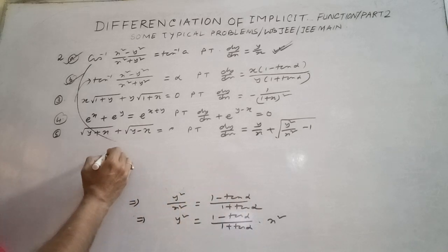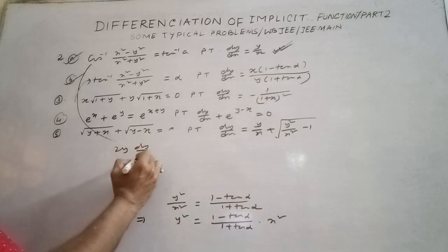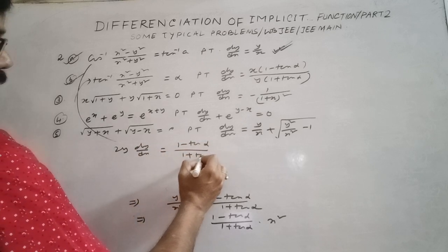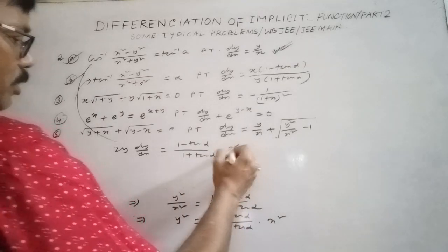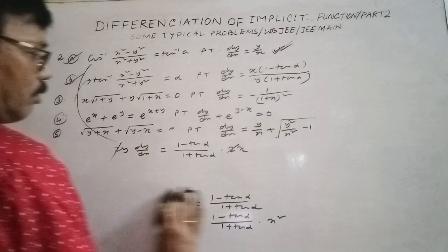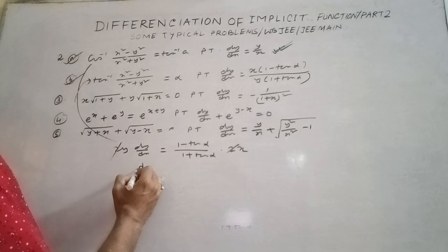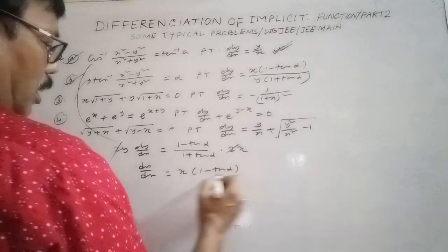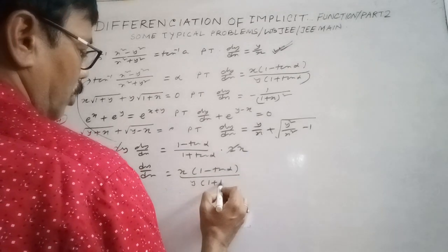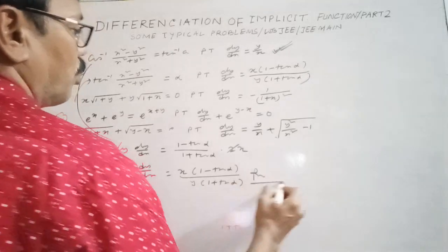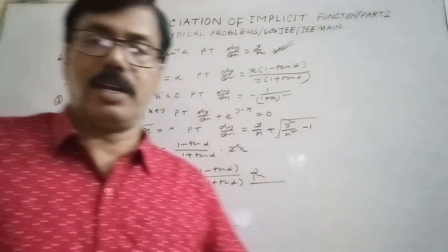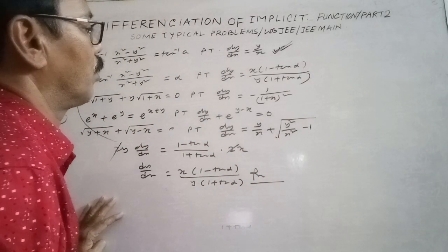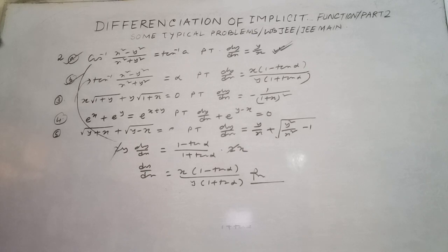What is the derivative of y square? 2y dy dx. And this one is constant. And what is the derivative of x square? 2x dx. So 2 cancels. So finally we are getting dy by dx equals x into (1 minus tan alpha) by y into (1 plus tan alpha). So look here, alpha is present, that is why we are not eliminating alpha. So exactly the same problem.